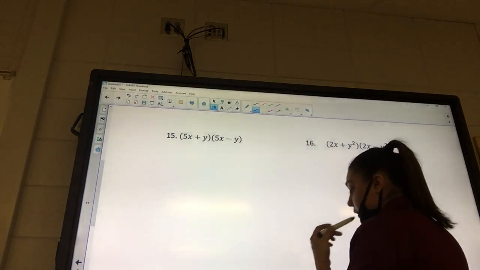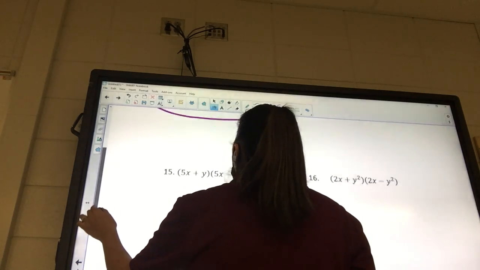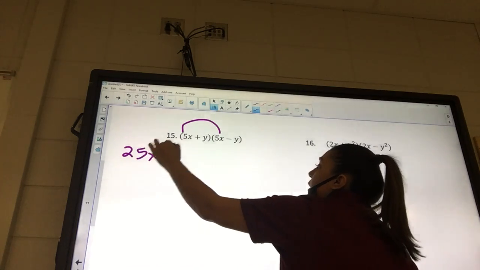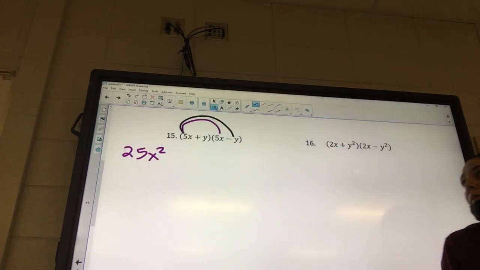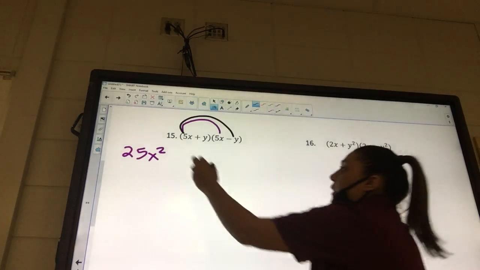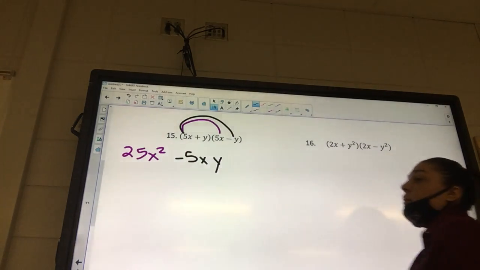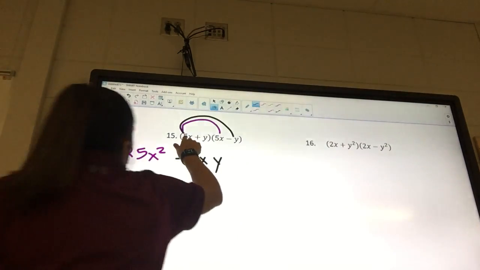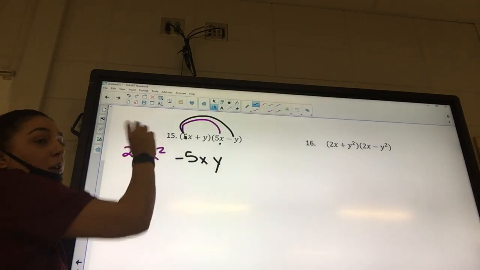Okay, let's keep going. So 5 times 5 is going to be 25x squared. The outer, what am I going to get for the outer? Negative 5xy. So negative 5, I have 1x in between those and 1y in between those. If you look, I had an x here, and when we did that little swoop, I have another x, which is why we put 2 x's, x squared.